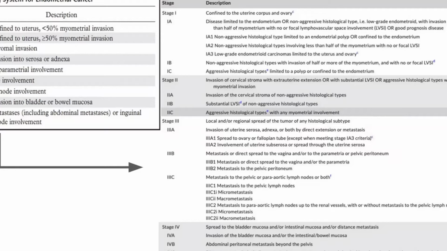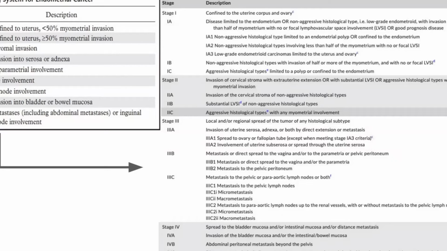Now, 1B is non-aggressive histological types with myometrial invasion greater than or equal to 50%. Please remember greater than or equal to; it is always greater than or equal to 50%. So in case they give you a question with 50% myometrial invasion, the answer should be 1B. Now coming to 1C, 1C is aggressive histological types limited to a polyp. So they have divided the entire histological types into 2 types. One is the aggressive variety, the other is the non-aggressive variety.